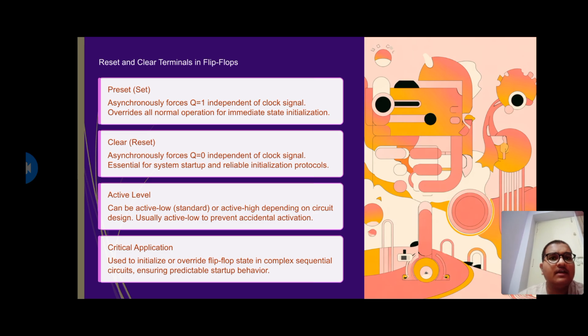Critical application: used to initialize or override flip-flop state in complex sequential circuits, ensuring predictable startup behavior. Critical application is used to override flip-flop states, one flip-flop's state on another flip-flop. To overcome this, we use critical application.